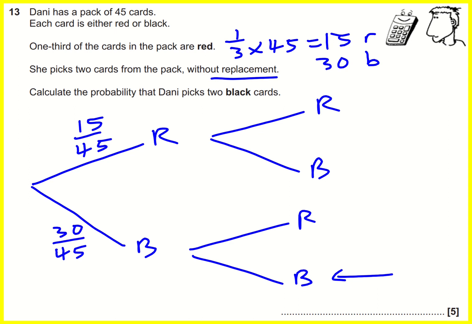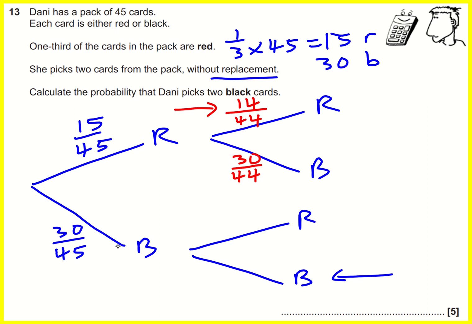Because what's going to happen on the second pick, along this path, I've picked a red. So there were 15 reds, I've picked one, there's now going to be 14 reds. And there were 45 cards, I picked one, there's now going to be 44. This is the most common error that you see in this kind of question without replacement. Meanwhile, there are still 30 black cards because I haven't picked one of them along this route. There are now 44 cards, so that's what the probability becomes. And you can see these two add to 1, so it's all good.